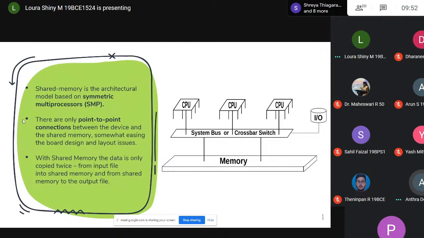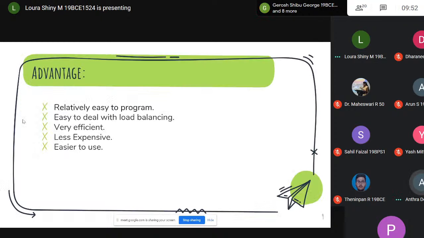With shared memory, the data is only copied twice: from the input file into the shared memory, and from the shared memory to the output file. It provides a way by letting two or more processors share a memory segment. This is widely used, and our everyday laptops and all our PCs follow this method.